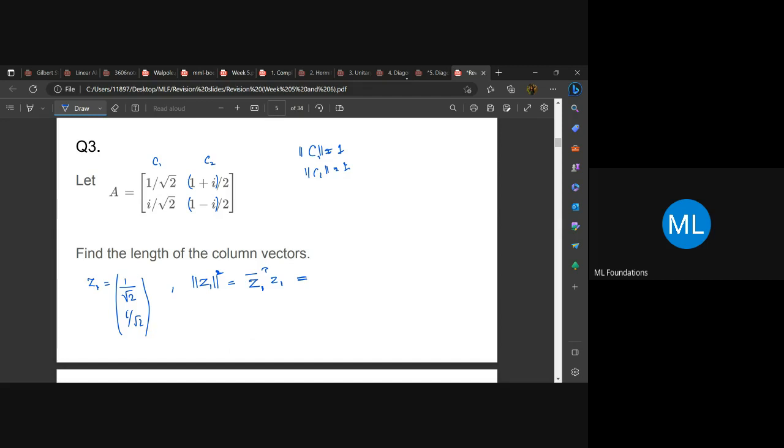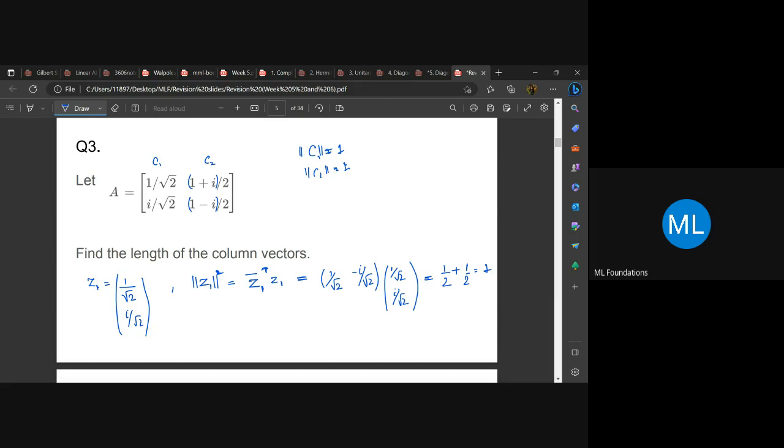So now, what is z1 bar transpose? Again, it's the same thing. We did it previously, right? So what is z1 bar transpose? It is 1 by root 2, minus i by root 2. And what is z1? 1 by root 2, i by root 2, right? So you get 1 by 2 plus minus i square by 2, which is 1 by 2. This gives you 1, right?